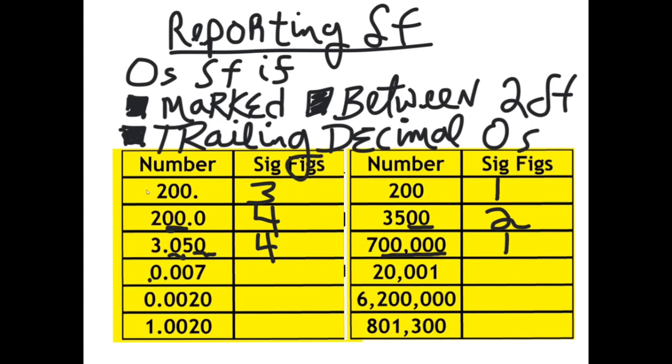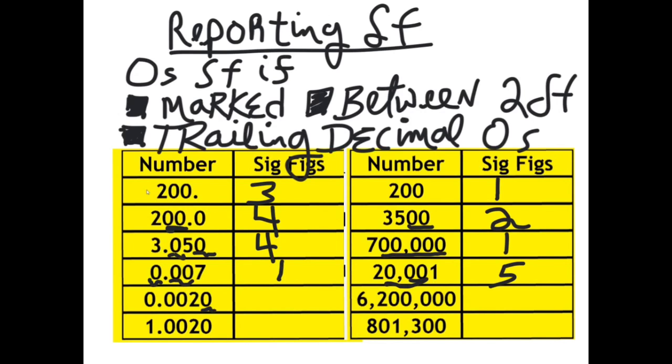0.007. This 0 is just for emphasis. You don't even have to write it. And it is a leading 0. These 2 zeros, they are decimal zeros, but they lead. They do not trail. So we only have 1 significant figure. 20,001. These zeros are between 2 significant figures, and so we have 5 significant figures.